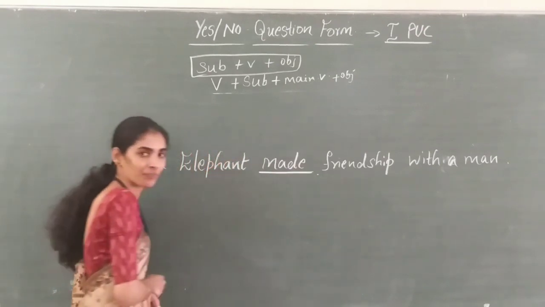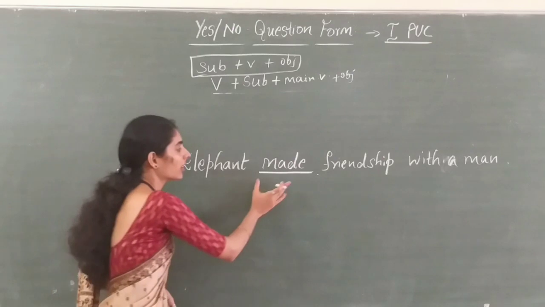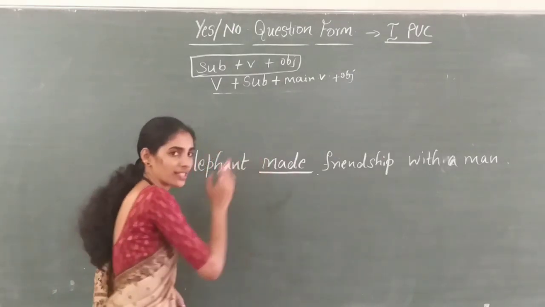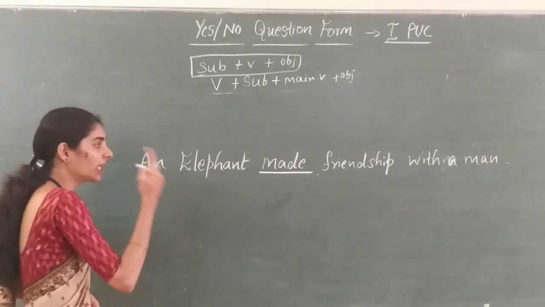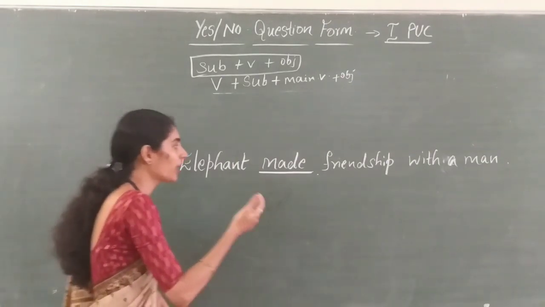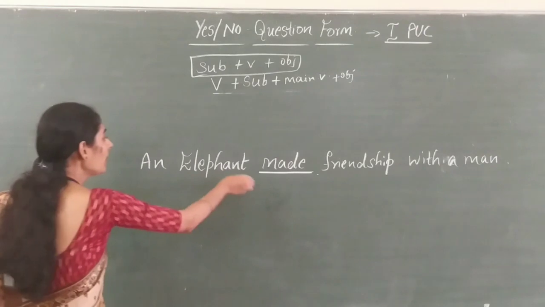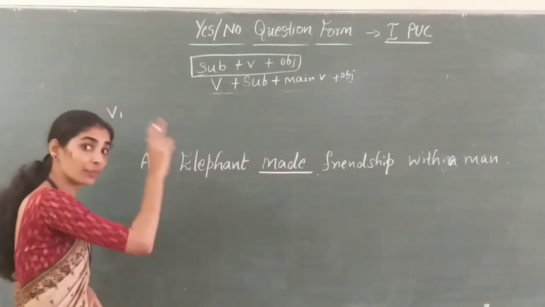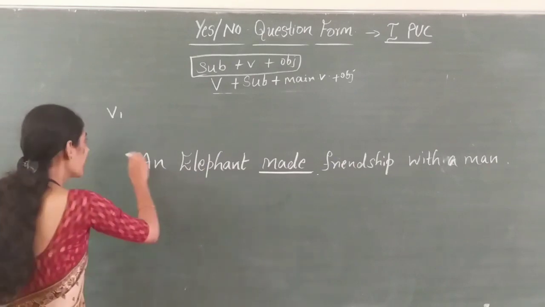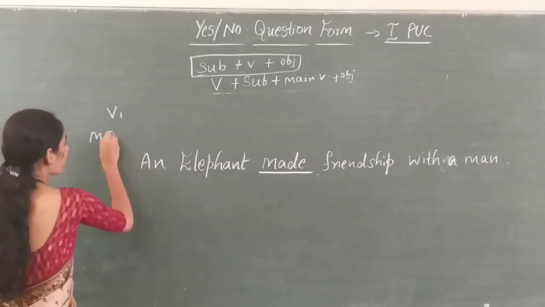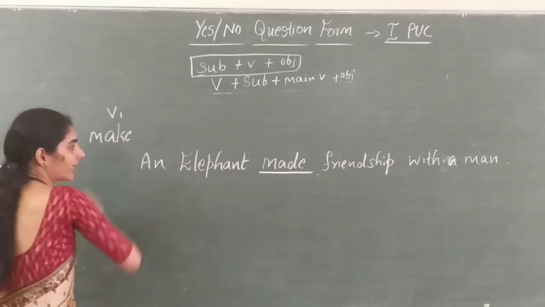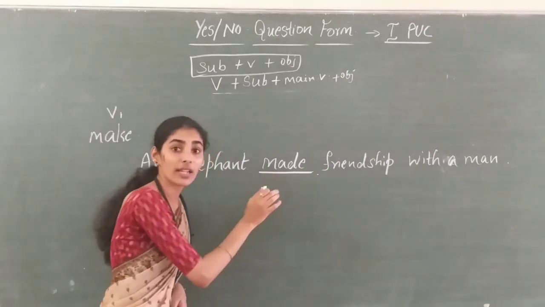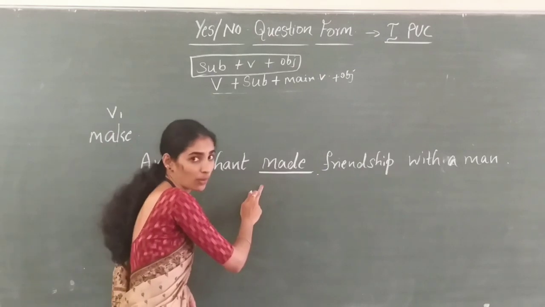Obviously made, right? And remember, you have to check whether made is the past form of the verb or present. So now you have to think of the V1 and V2 of made. V1 is the present form of made. Present form of made is make. Right. So that means this sentence is in the past tense. So made is the past form of the verb.